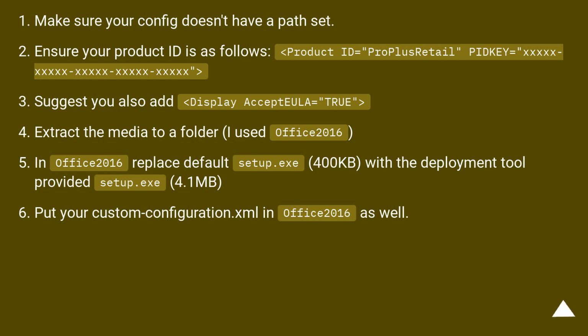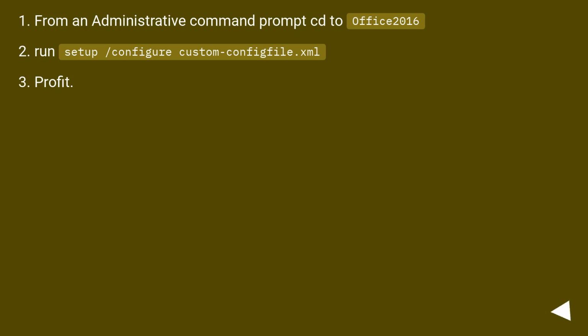Extract the media to a folder. I used Office 2016. In the Office 2016 folder, replace the default setup.exe, 400 kilobytes, with the deployment-tool-provided setup.exe, 4.1 MB. Put your custom configuration.xml in the Office 2016 folder as well. From an administrative command prompt, cd to Office 2016. Run setup /configure custom configfile.xml. Profit.